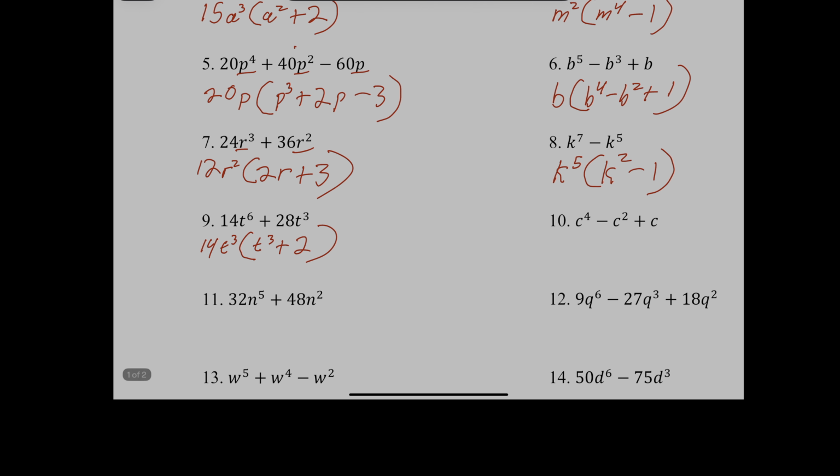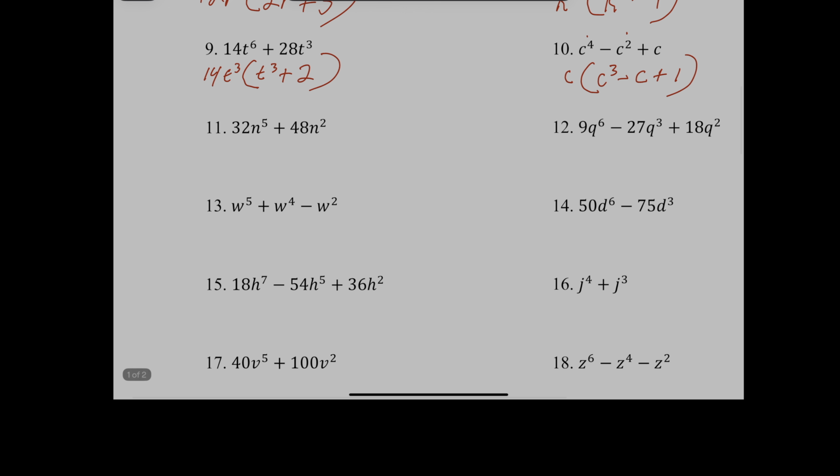Okay? Number 10, what's the same? 4, 2, and 1. Well, I can only pull out 1 out of all 3 of them. What's left over? In the first one, I had 4, I pulled out 1, I'm left with 3. Second one, I had 2, I pulled out 1, I'm left with 1. Third one, I pulled out everybody, and so that's when I write my 1.